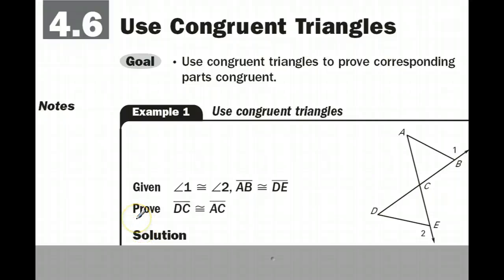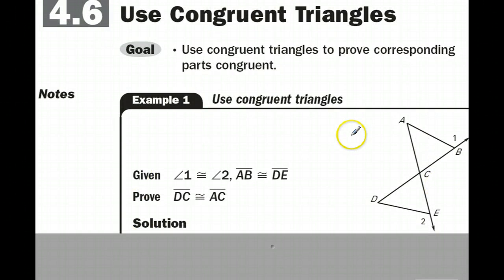So in example 1 on page 104, we have to prove that the side DC is congruent to side AC. That's what we have to prove. And the information they give us is that angle 1 is congruent to angle 2. And they also give us the information that side AB is congruent to side DE. And they want us to prove again that DC is congruent to AC.